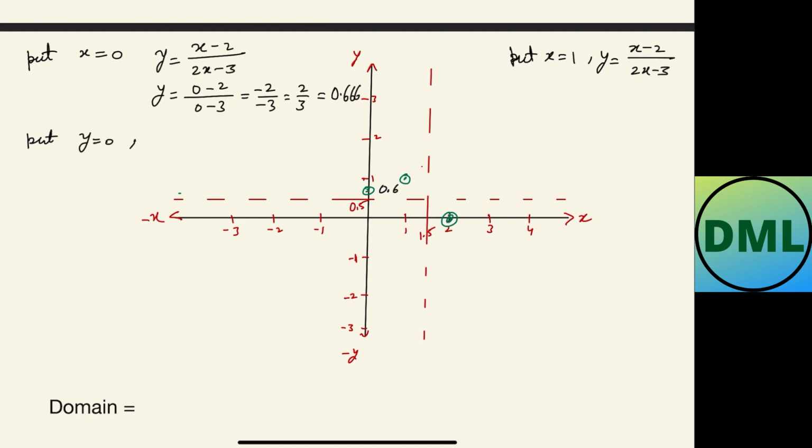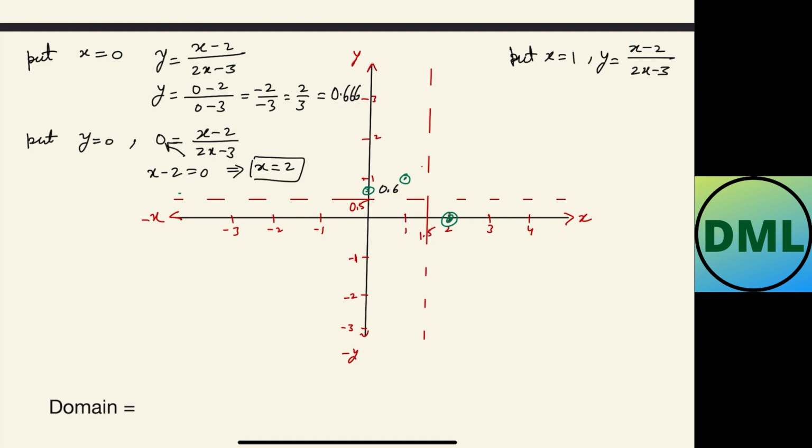If I substitute y is equal to 0 in my curve, I will get 0 is equal to (x minus 2) over (2x minus 3). If I do the cross multiplication, this term will be multiplied by 0, so there will be no term. You will get x minus 2 is equal to 0. If you solve it, you will get x is equal to 2 here.